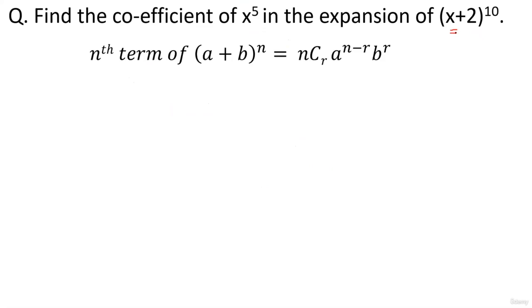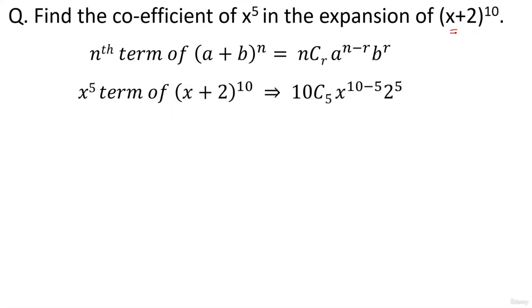So we know, as I told you just now, that the general term of (a plus b) the whole raised to n is nCr, a raised to n minus r into b raised to r. We take the summation of all these. So here we found out the value of r is 5. Simply substitute, and you will get the x raised to 5 term as 10C5 x raised to 10 minus 5 into 2 raised to 5.